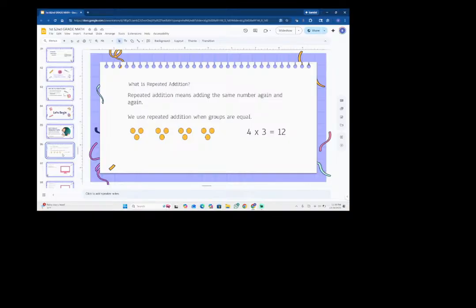So what is repeated addition? Repeated addition means adding the same number again and again. We use repeated addition when groups are equal.